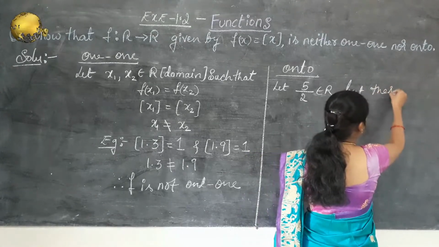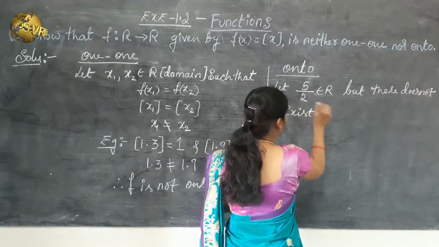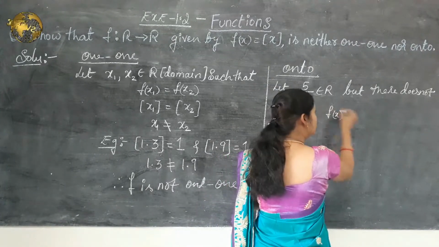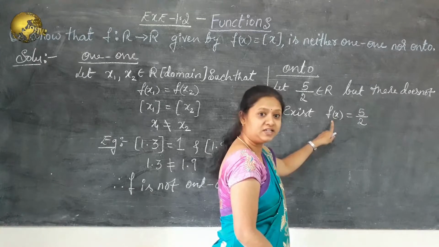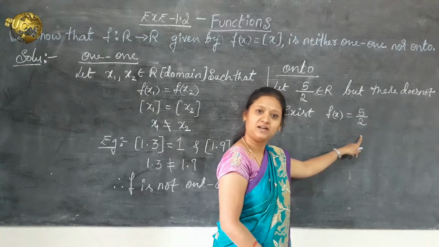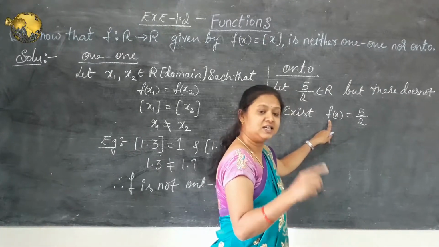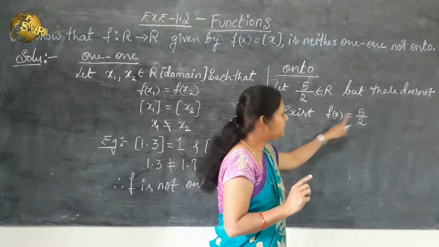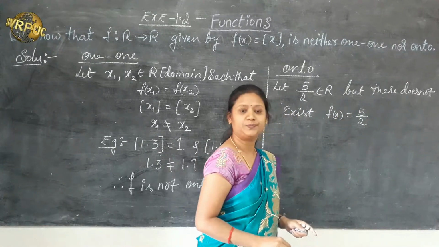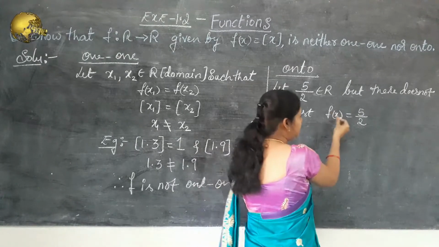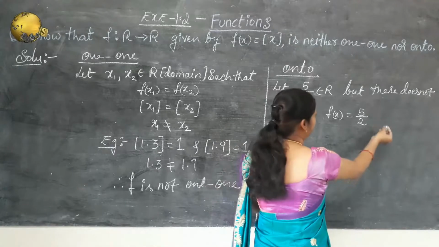there does not exist any x whose f of x is a fraction. The greatest integer function is an integer value. It will never give me a fraction. So f of x will never yield it; there does not exist x such that f of x is equal to 5 by 2. Correct? There does not exist any x for which the greatest integer function gives me a fraction as the answer. So what is it? It is not onto.